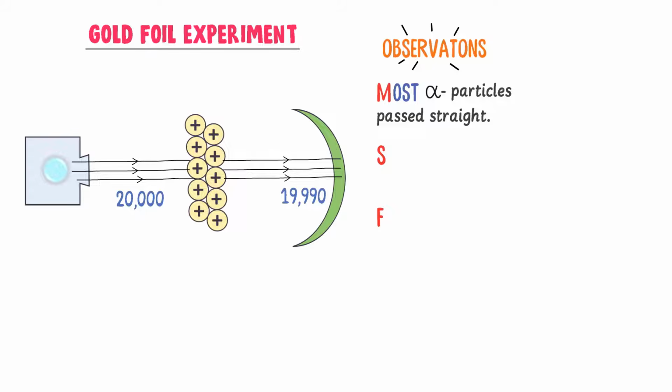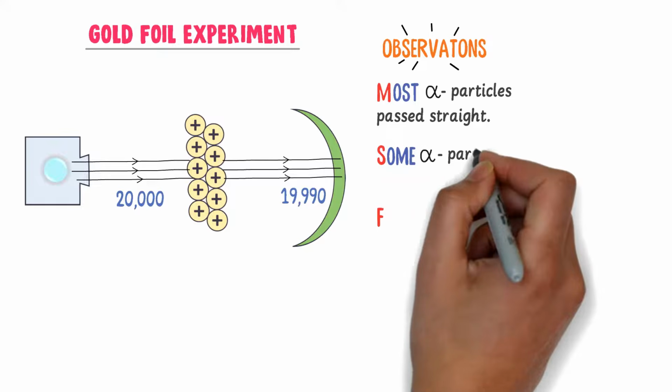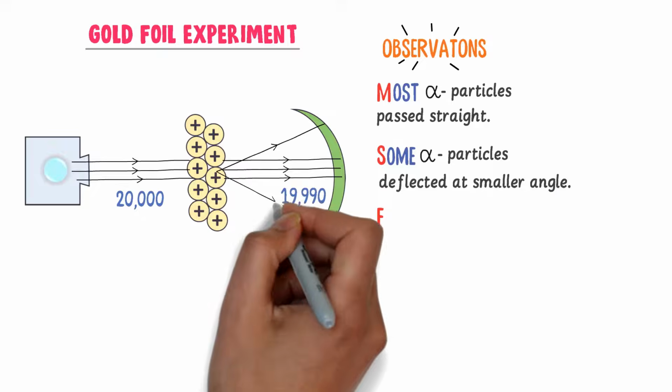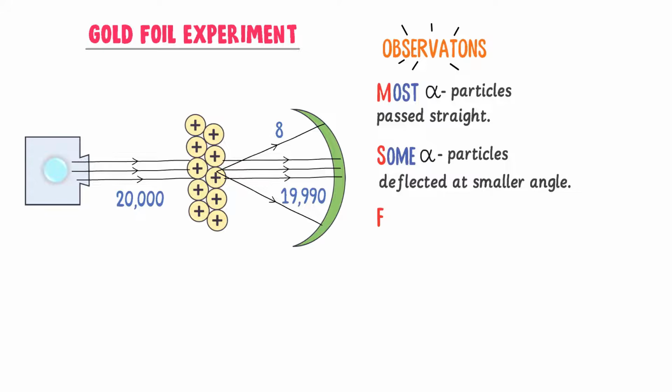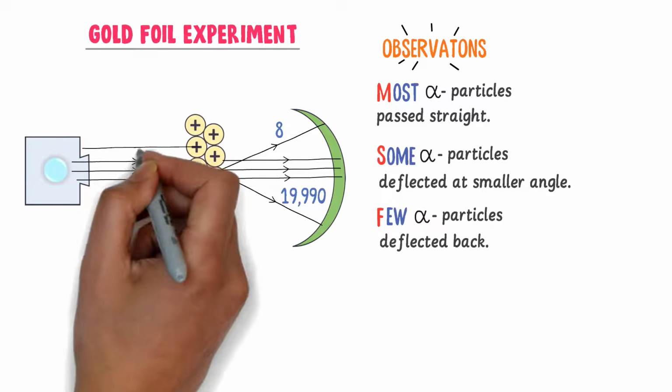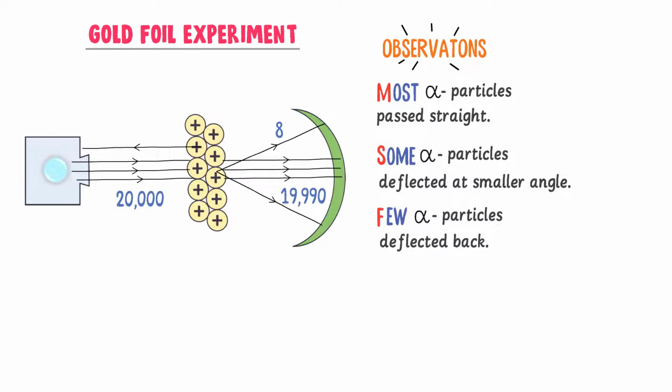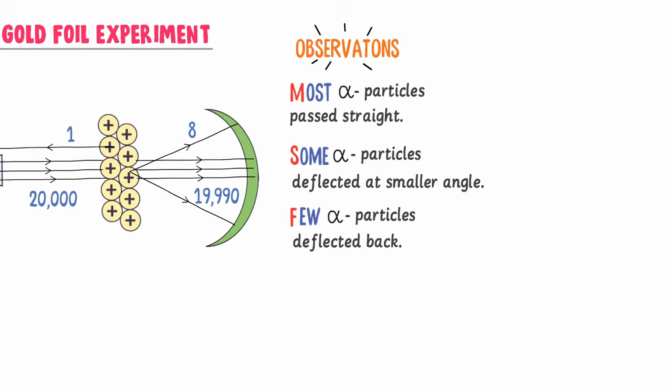Secondly, he observed that some alpha particles were deflected at a smaller angle, around 8 alpha particles. Thirdly, he observed that few alpha particles were deflected or reflected back. Around 1 alpha particle is deflected back out of 20,000 alpha particles. So these were the different observations of Rutherford's gold foil experiment.